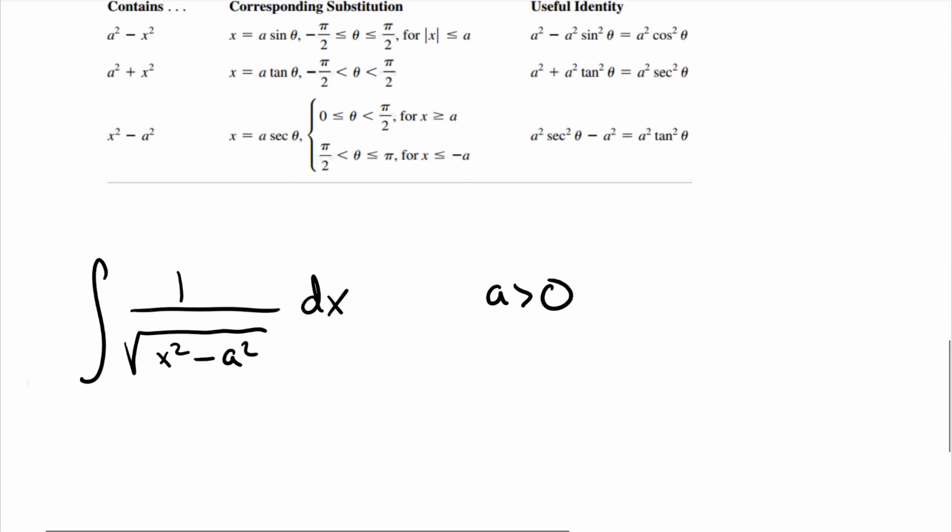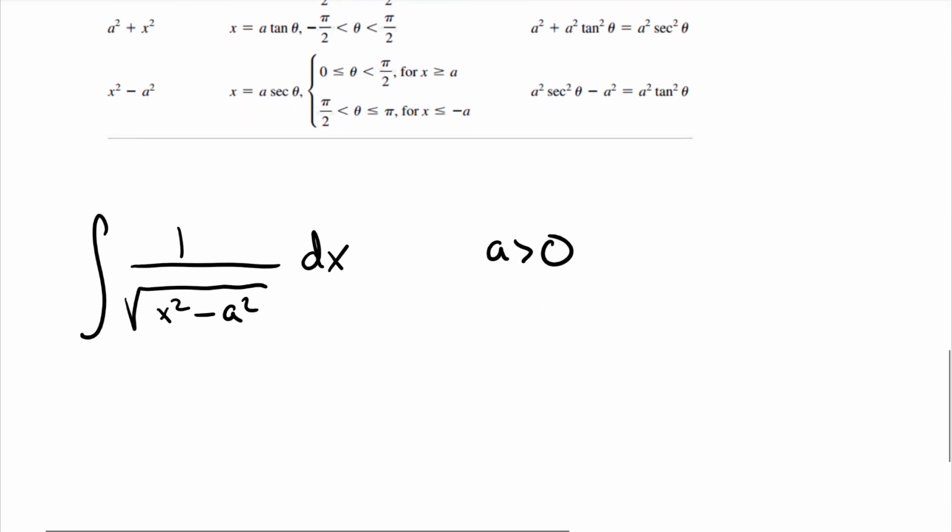Now, we're going to say here that we have this setup going on: x squared minus a squared. So we're going to let a be secant of theta, because a squared secant squared of theta minus a squared is just a squared tangent squared of theta. So we're going to jump a few steps. We're going to take the training wheels off a bit.